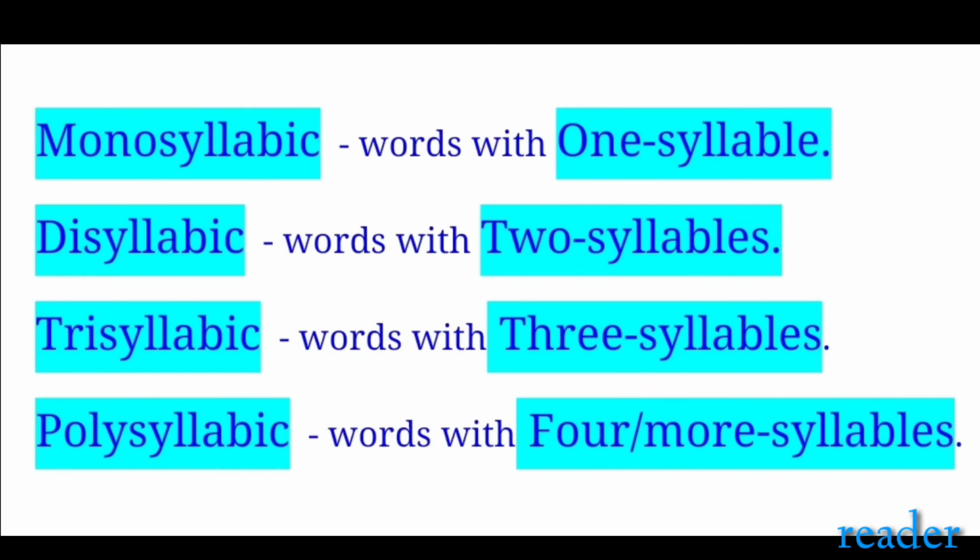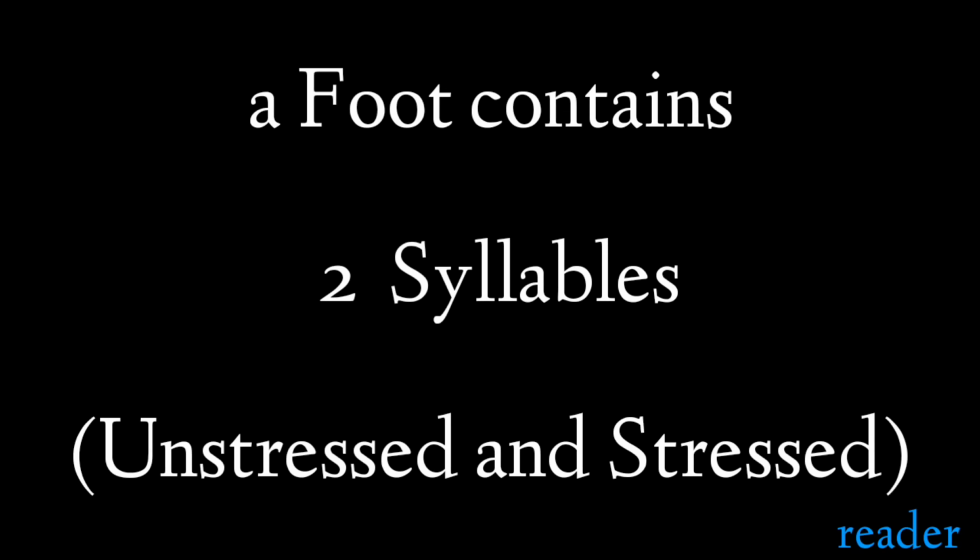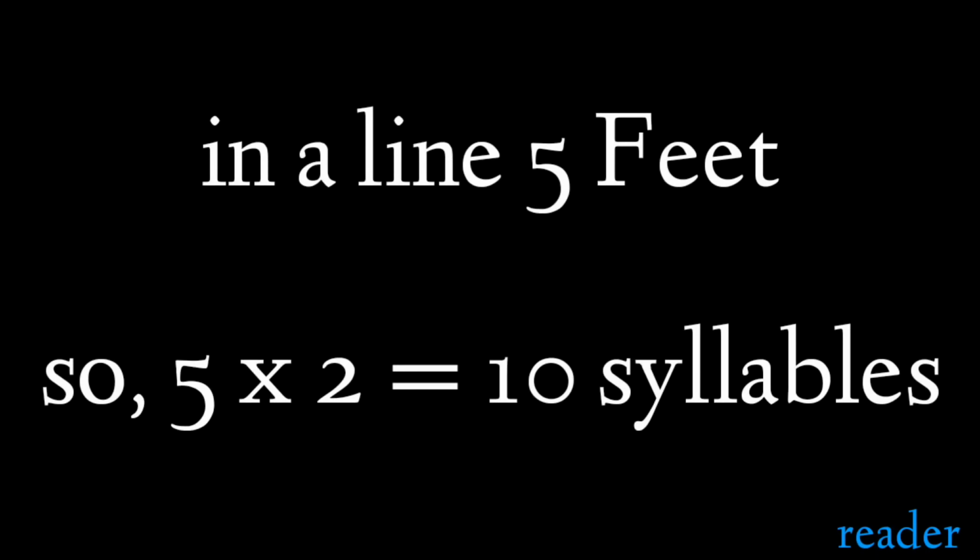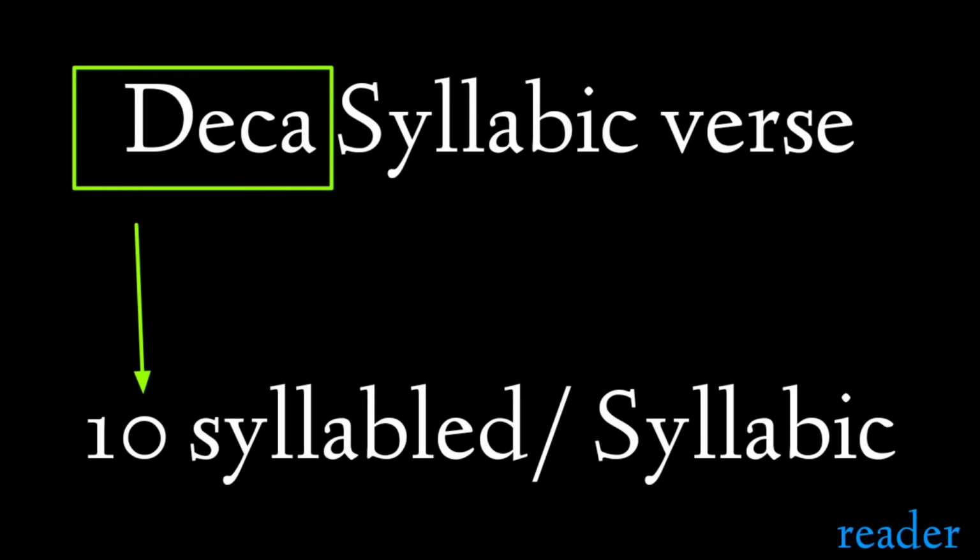As in decasyllabic verse, the Italian sonnet is also of 10-syllabic lines. In a foot we can see 2 syllables, and 5 feet means 5 times 2, that means 10 syllables. So in the Italian sonnet we can see 10-syllabled lines, just like the decasyllabic verse.